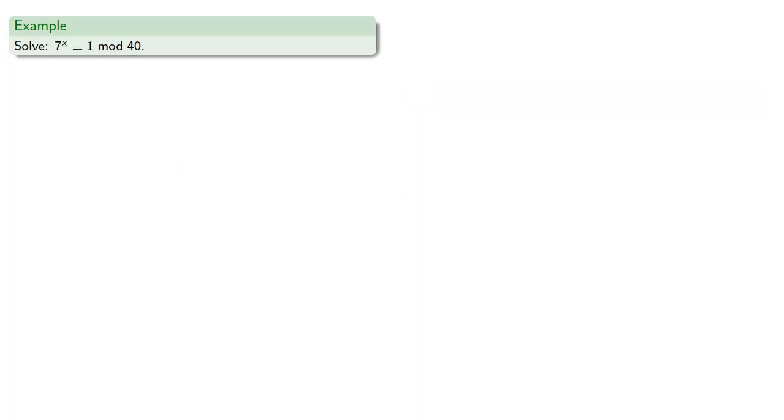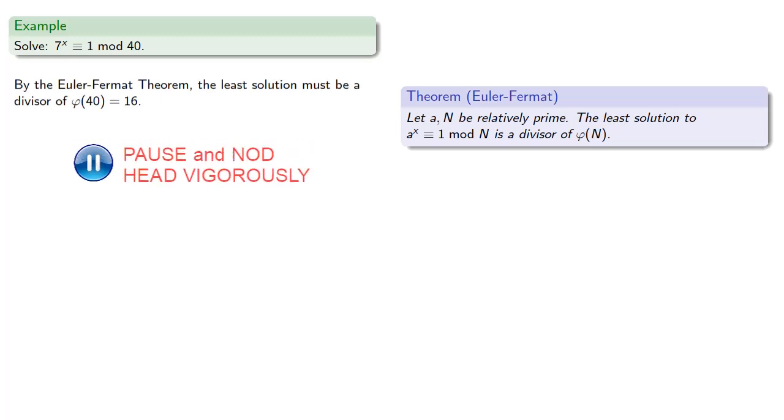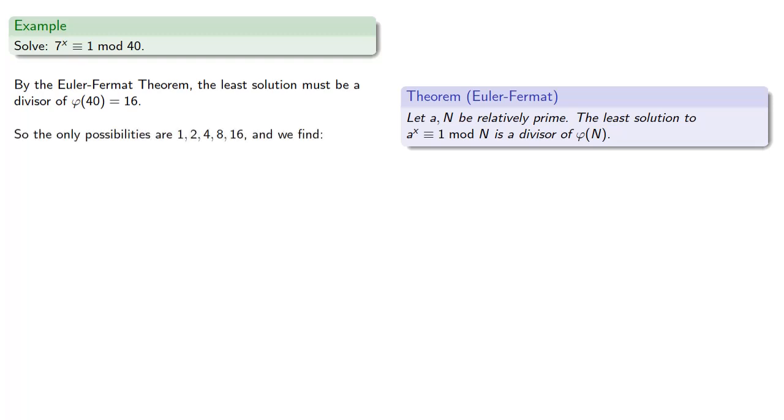And once we know how to find the phi values, we can solve congruences like 7 to the power x congruent to 1 mod 40. And so by the Euler-Fermat theorem, the least solution must be a divisor of phi of 40, which we already found to be 16. And so the only possibilities for a solution are going to be divisors of 16: 1, 2, 4, 8, and 16. And we can find those directly.